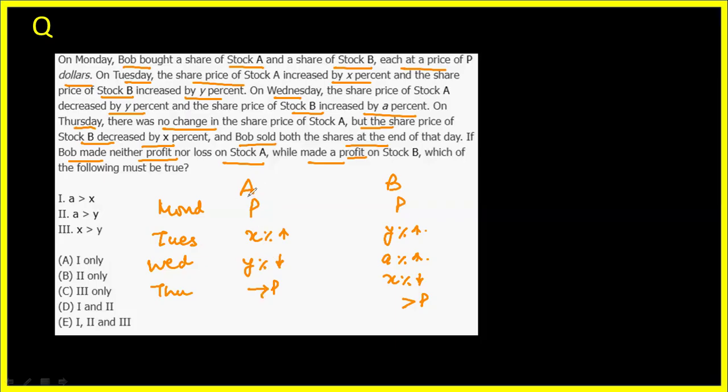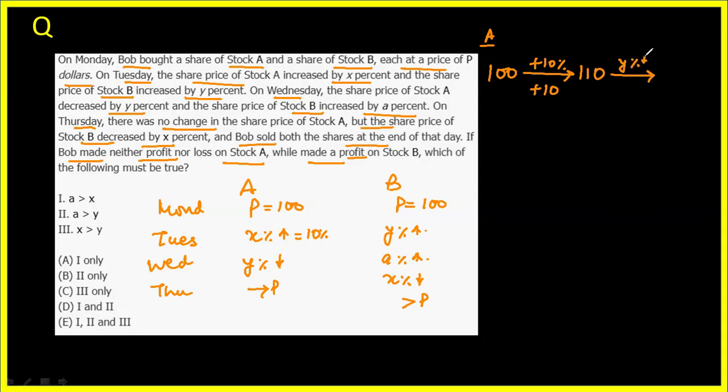Now let's understand. Let's say the price of the share is $100. Let's take the price as $100 for stock A, which is also $100 for stock B, because both are P. Let's solve this question taking values. Let's increase it by 10%, let's say X is 10%. If you increase 100 by 10%, that is 10 increased, so 110.